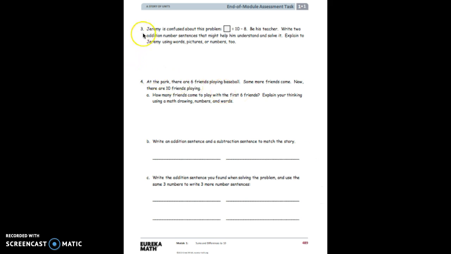Number 3. Jeremy is confused about this problem. Unknown equals 10 minus 8. Be his teacher. Write 2 addition sentences.